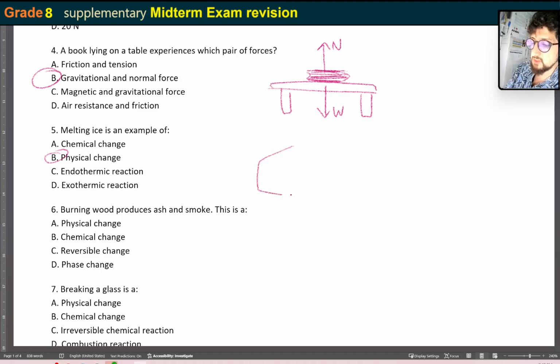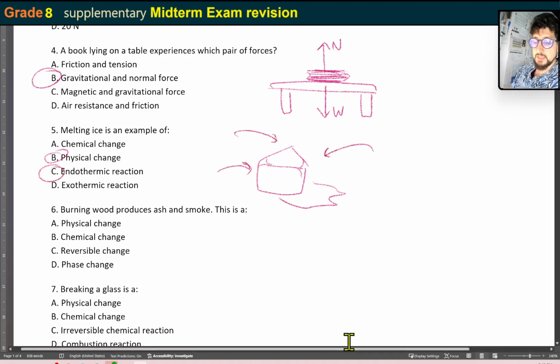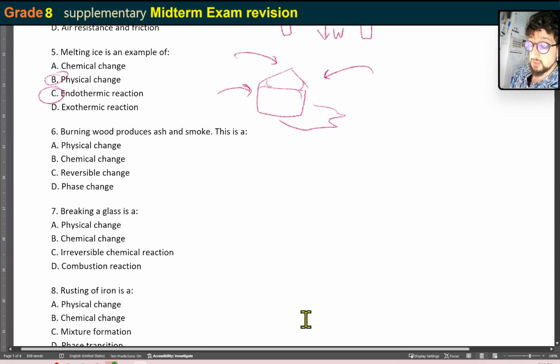Let's have a look. So this is ice in all its glory. Okay, it's a triangular ice. Okay, here we go, and it's melting. So in order for the ice to melt, it has to absorb heat. Heat has to go in. So it is also endothermic. Okay? Burning wood produces ash and smoke. This is, once again, a chemical change.